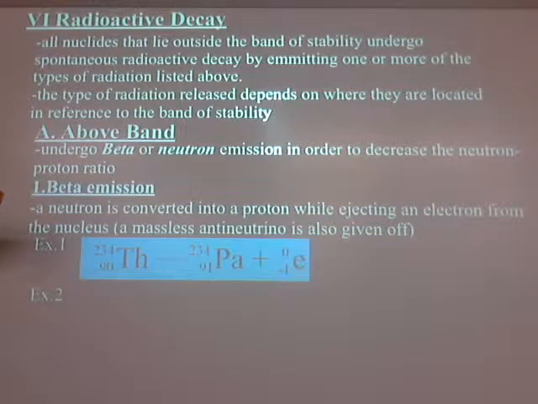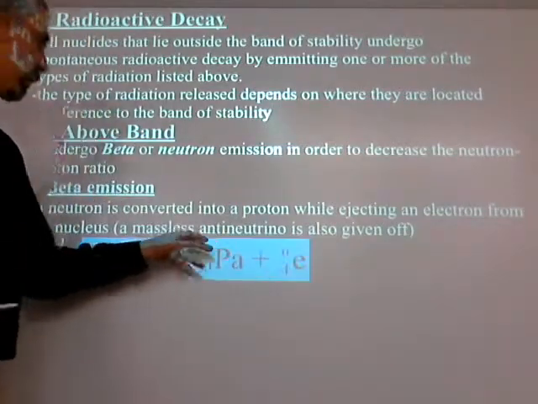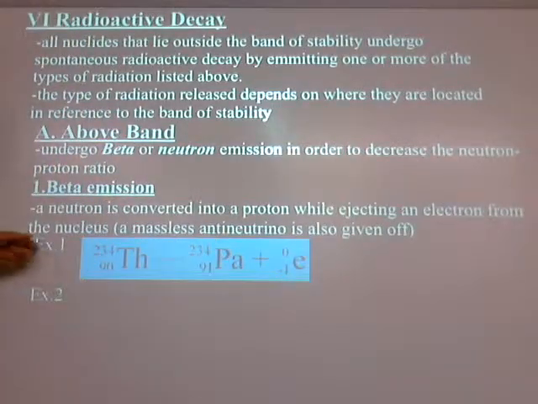All right, next way you could do these. Do we have to know the anti-neutrino? No, it is also given off but is massless. It's not included in the equation. All right, take a look at neutron emission. This is the last one. We're almost out of time here.